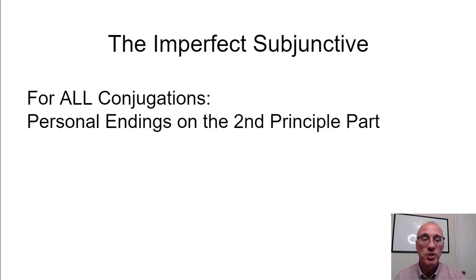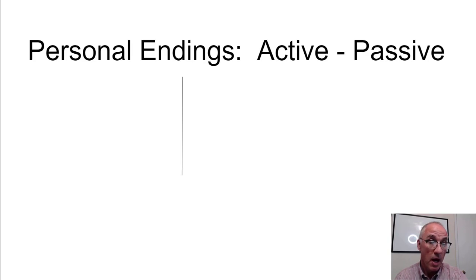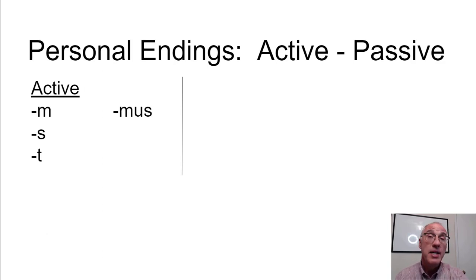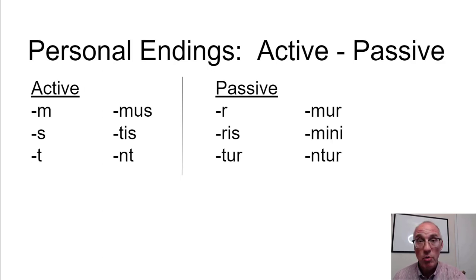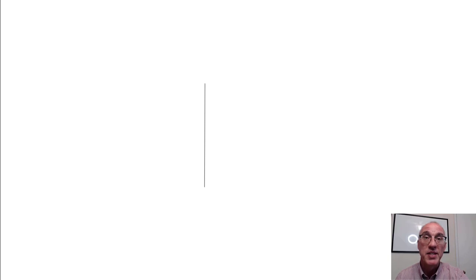For all the conjugations, it is remarkably easy to conjugate the imperfect subjunctive, even though it's a little peculiar. You put your personal endings right on the second principal part, whether it's active or passive. Let's refresh our minds on what the active and passive endings are. In the active, they are O or M, S, T, MUS, TIS, and then NT. And the passive is R, RIS, TUR, MUR, MINI, NTUR. These are your active and passive endings, and you add them right on the end of the second principal part.